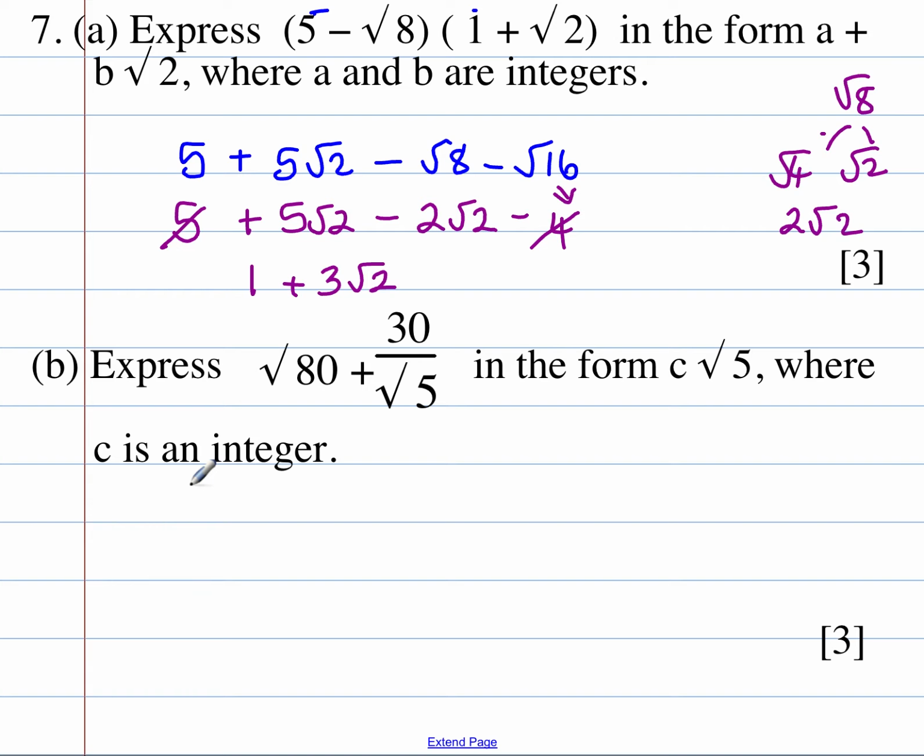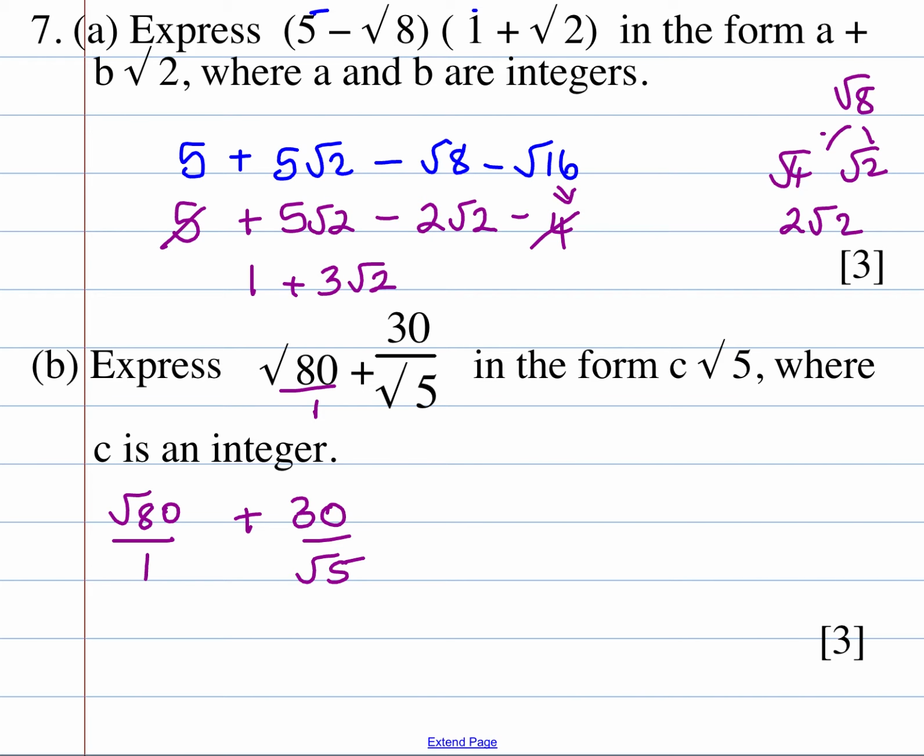Right, okay, last question, which is now worth 3 marks. You've got this root 80 plus 30 over root 5. You want it in the form of c root 5. So what we're going to do is rewrite this as though this is a fraction. So I'm going to keep it under 1. So let's just see that more clearly over here. So I've got root 80 over 1 plus 30 over root 5.